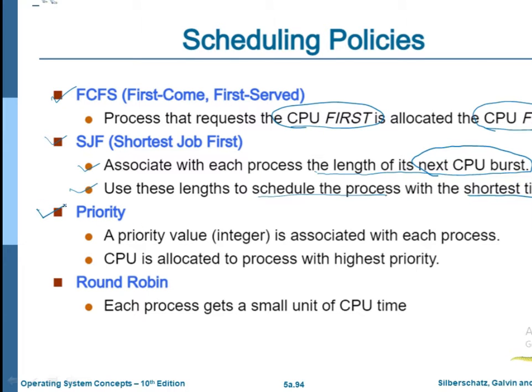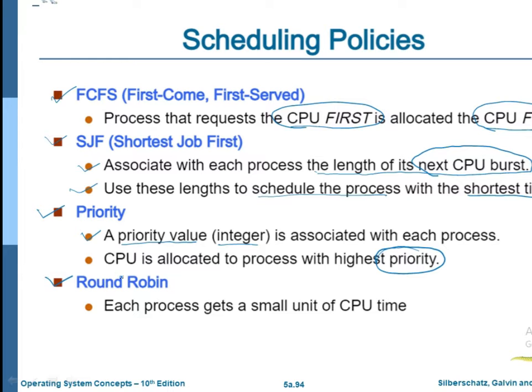Then the third scheduling policy is priority scheduling. In priority scheduling we use a priority value, an integer number that is associated with each process. The CPU is allocated only to the process which has the highest priority. So the important processes will get served first.